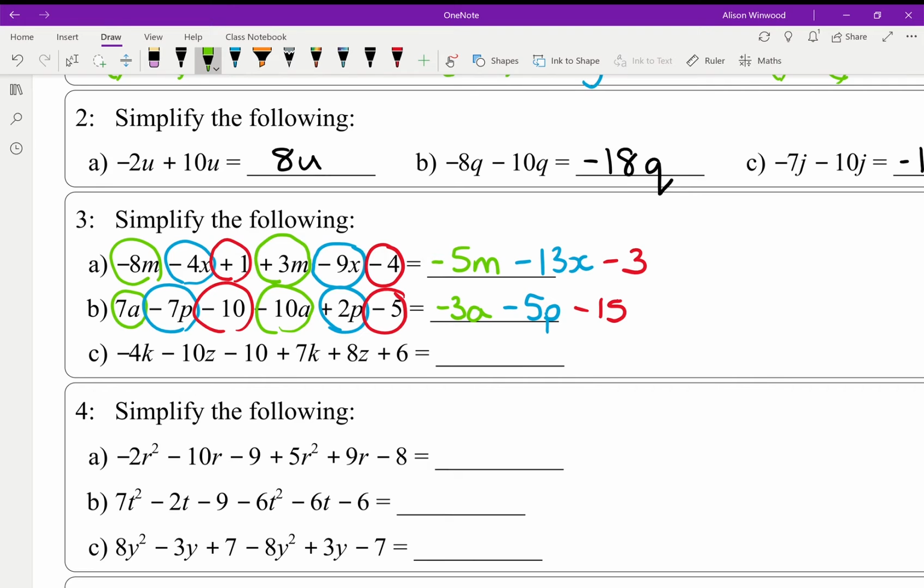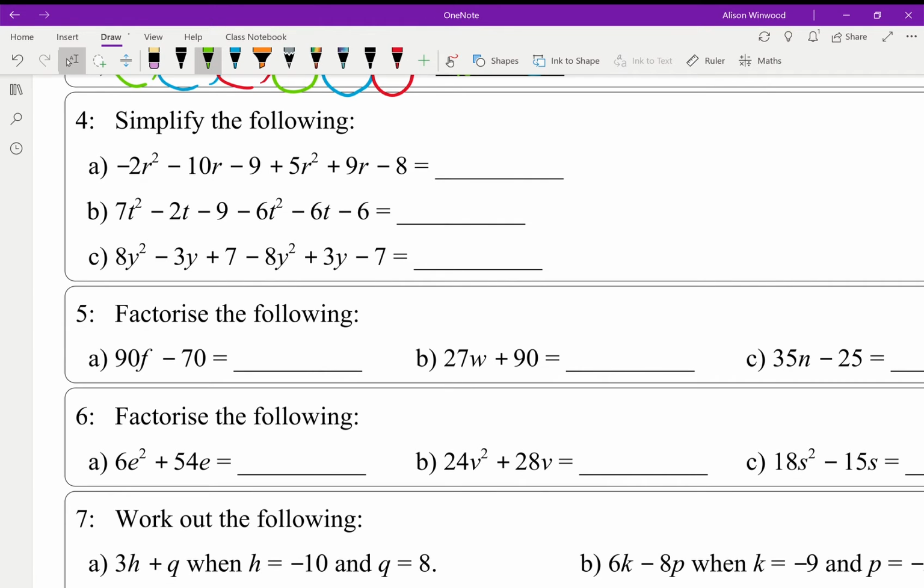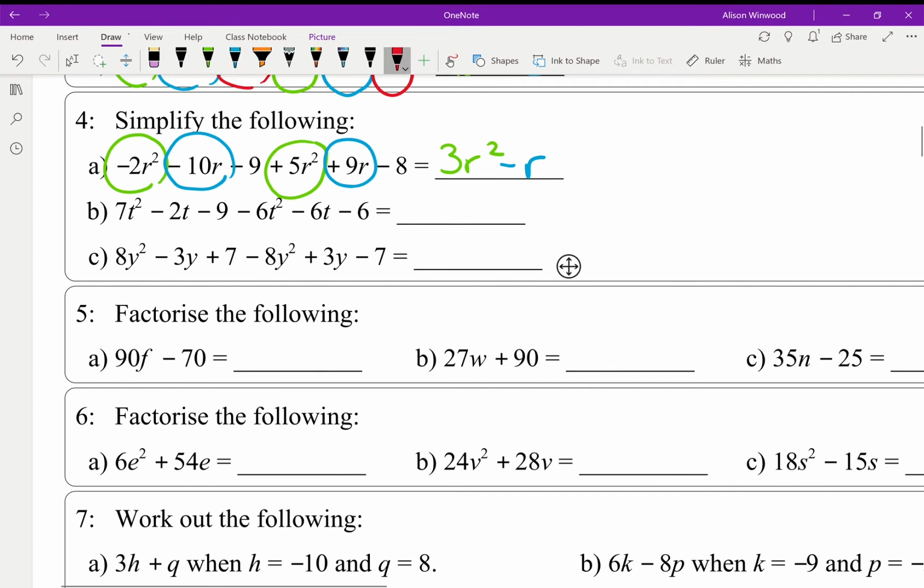And the last one, K's are 3K, Z's are negative 2Z, and numbers are negative 4. And the same principle works when I have squared terms, that I deal with the squared terms together. So that's 3R squared. I deal with the R terms together, negative 1R, and I deal with the numbers together.